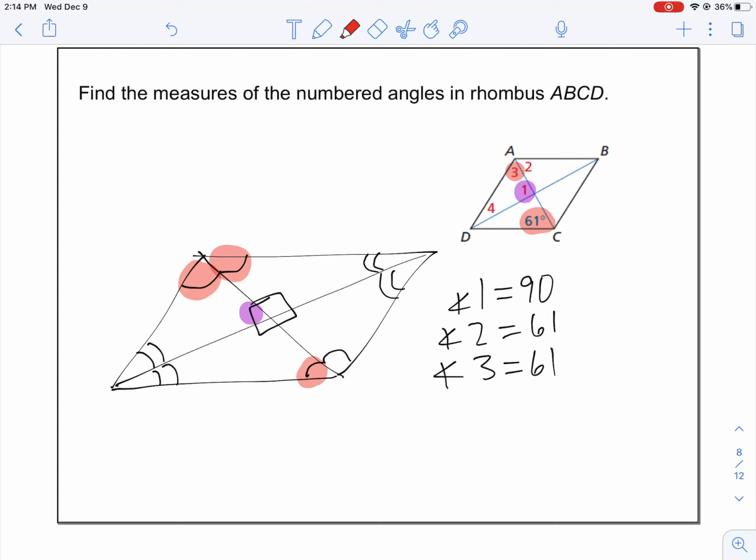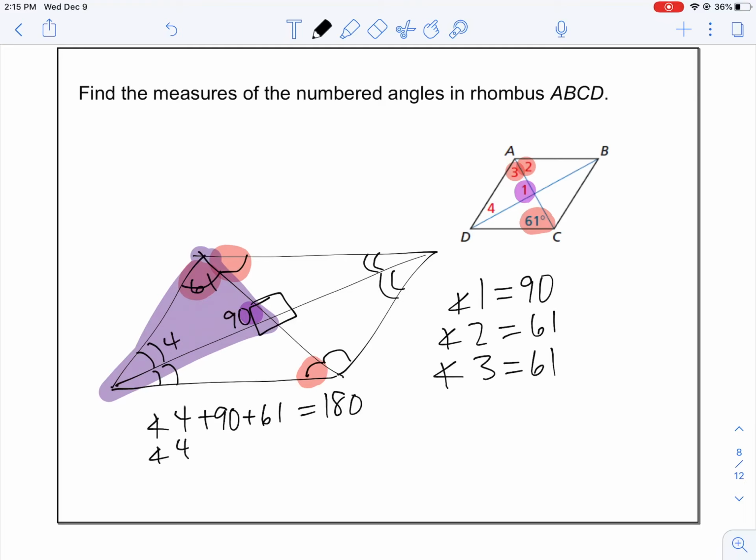But if you remember what we talked about earlier when we did our warm-up, all of these angles should add to be 180. Well, this is 61, and this is 90, and here's angle 4. So angle 4 plus 90 plus 61 should equal 180 because that's a triangle right there. Combine your like terms and subtract. And it looks like angle 4 is going to be 29 degrees. And there we go. We used our properties to solve this rhombus.